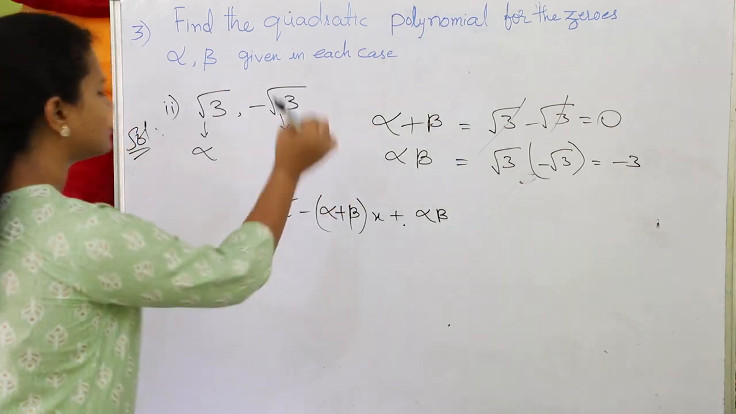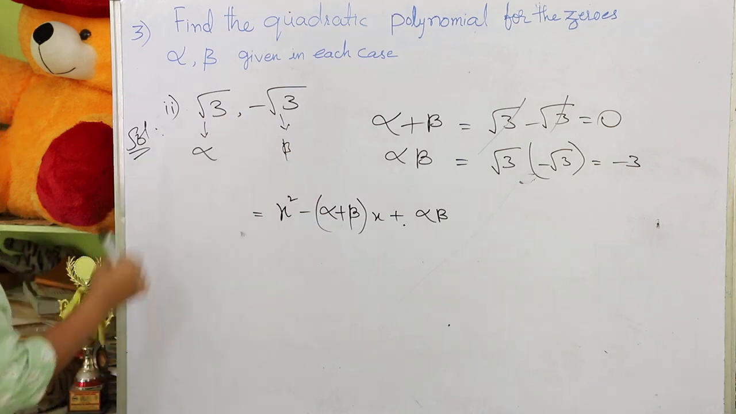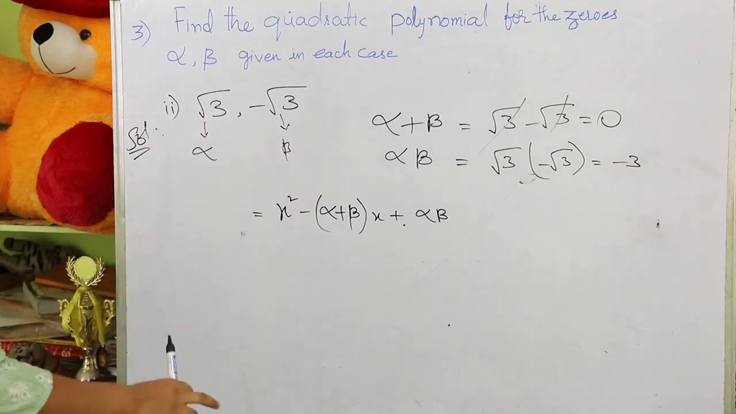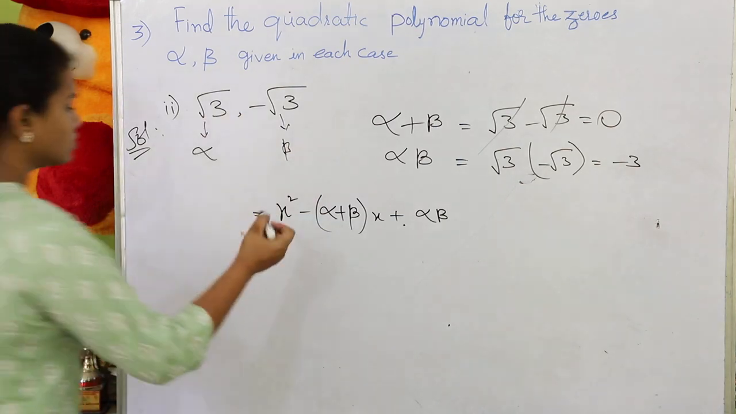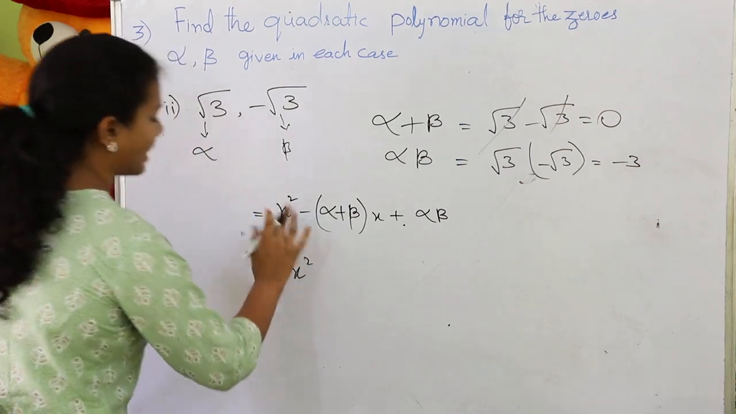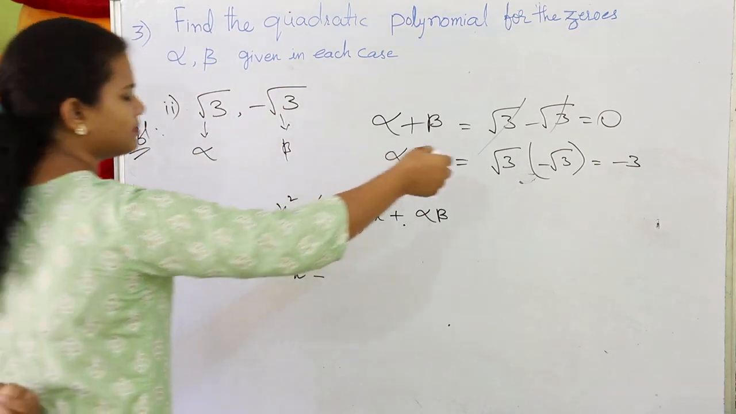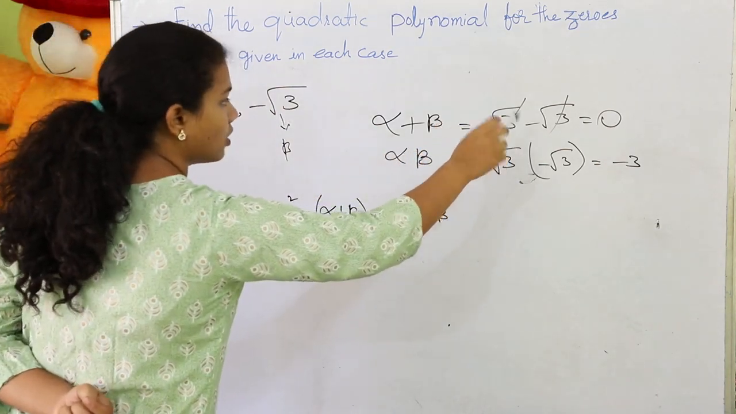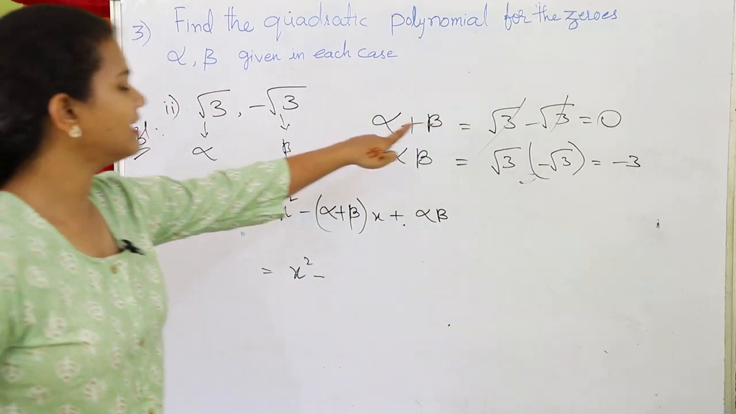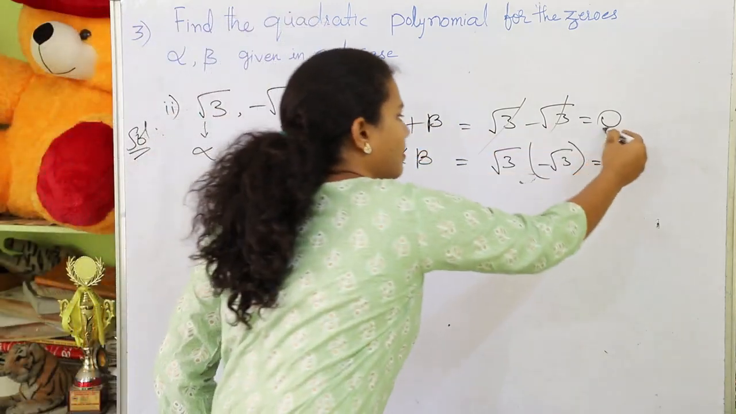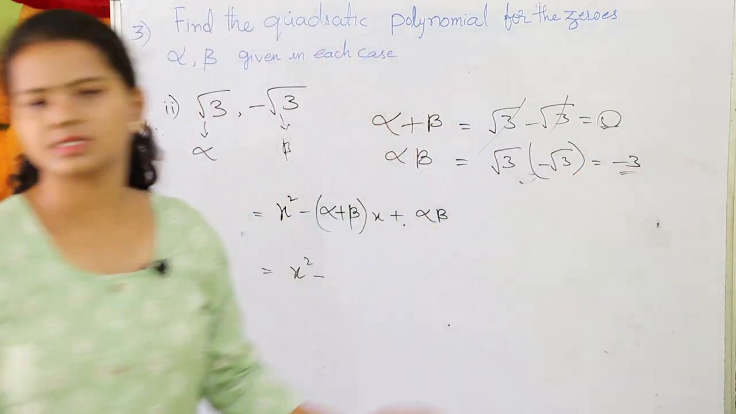Now what you do? You take the values and substitute in the given formula. The formula is x square minus alpha plus beta x plus alpha into beta. So first, write x square as it is. Alpha plus beta value is root 3 minus root 3, which means 0. Remember 0. Alpha into beta value is minus 3.